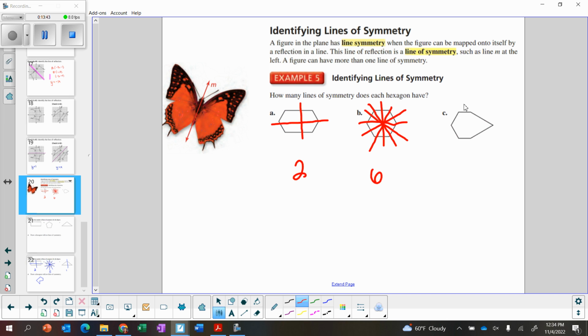And my last one, if I tried to draw a line going this way, this piece here does not match that piece there, so that doesn't work. But if I draw it this way, then it does work, right? The top and the bottom will match. So there was 1 line of reflection, 1 line of symmetry.